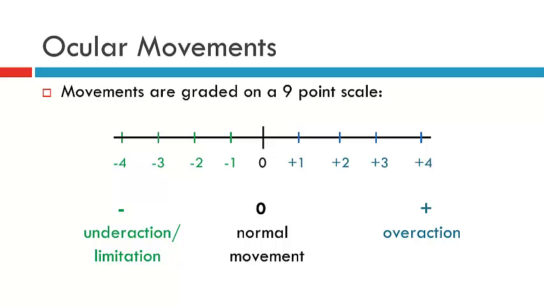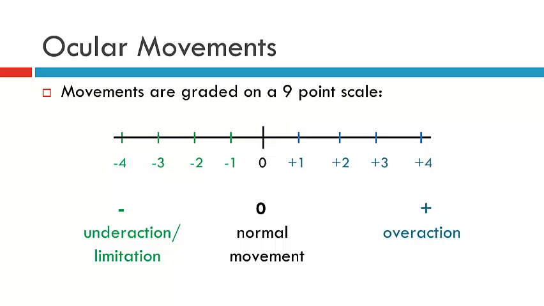utilize a 9-point scale. 0 indicates there is no overaction or underaction of the specific extraocular muscle, and then an underaction is documented with a minus value, and an overaction is documented as a plus value. The higher the value, the greater the underaction. So a -1 is the least amount of underaction versus a -4, greatest amount of underaction.